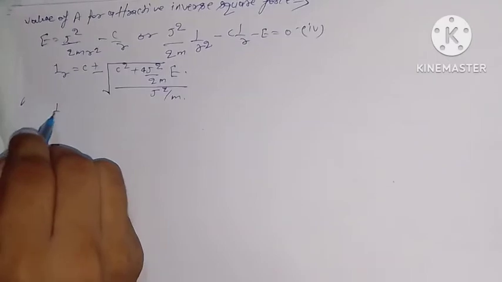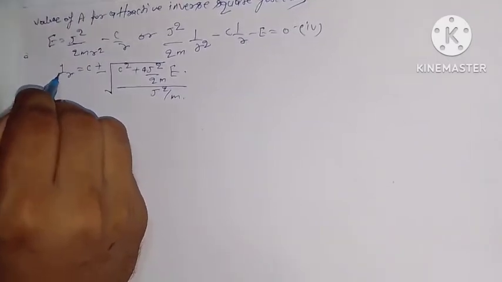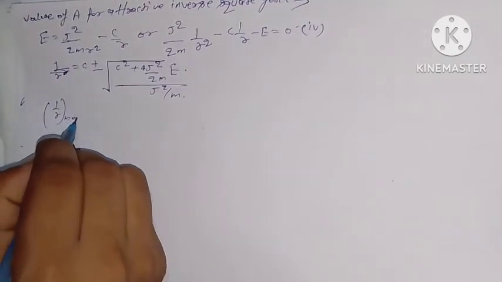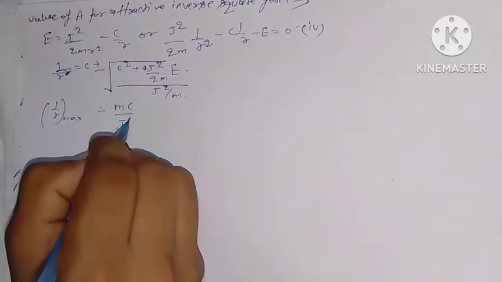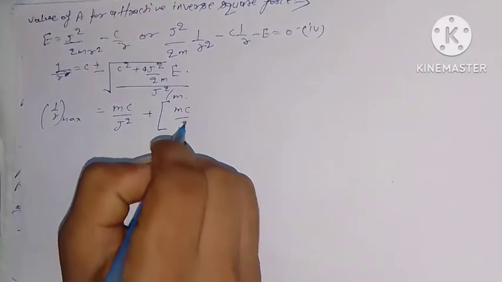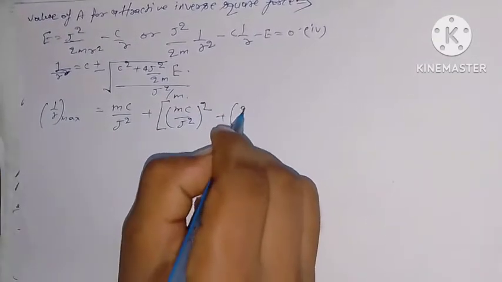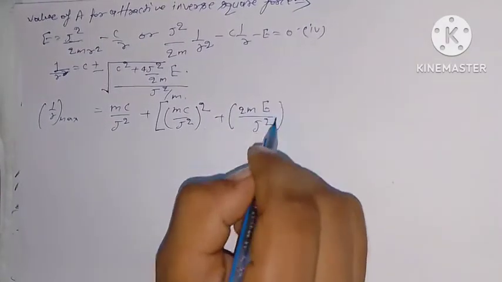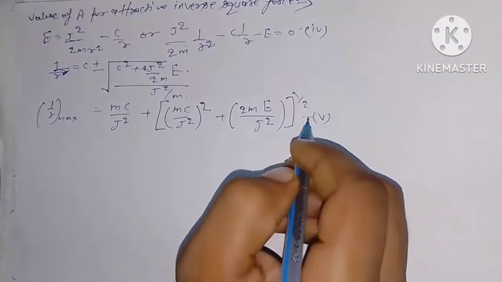Where 1 upon r max equal to mC upon J square plus, in bracket, mC upon J square, bracket whole square plus 2mE upon J square, bracket is closed, whole to the power 1 upon 2. This is the equation number 5.